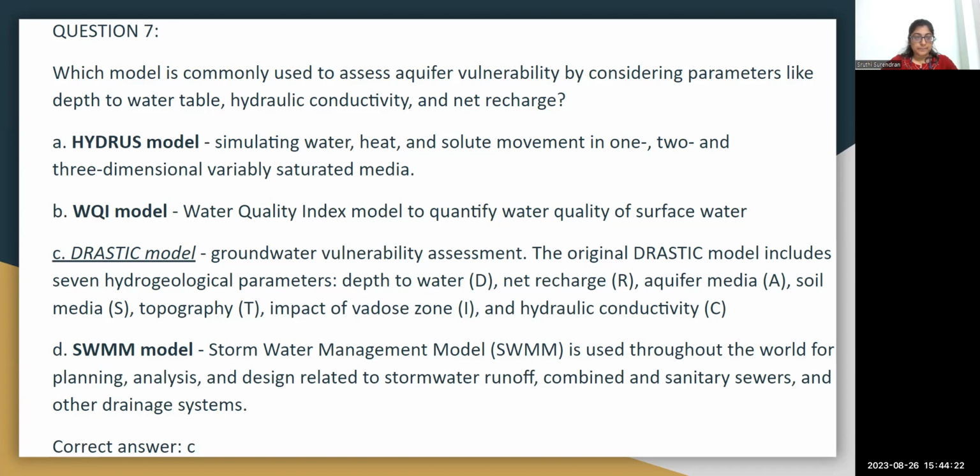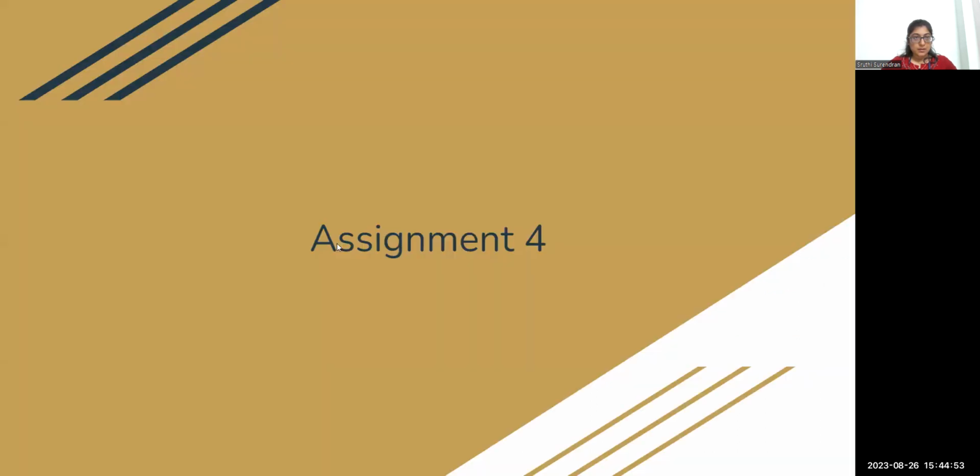The other model discussed in this question is the SWMM model. The full form is Stormwater Management Model, and it is for assessment of stormwater runoff, for all kinds of sewers, combined sewers, sanitary sewers, stormwater sewers, drainage systems, etc. It is a model developed for the analysis and design of stormwater infrastructure. So those were the only two questions that required a bit of discussion.